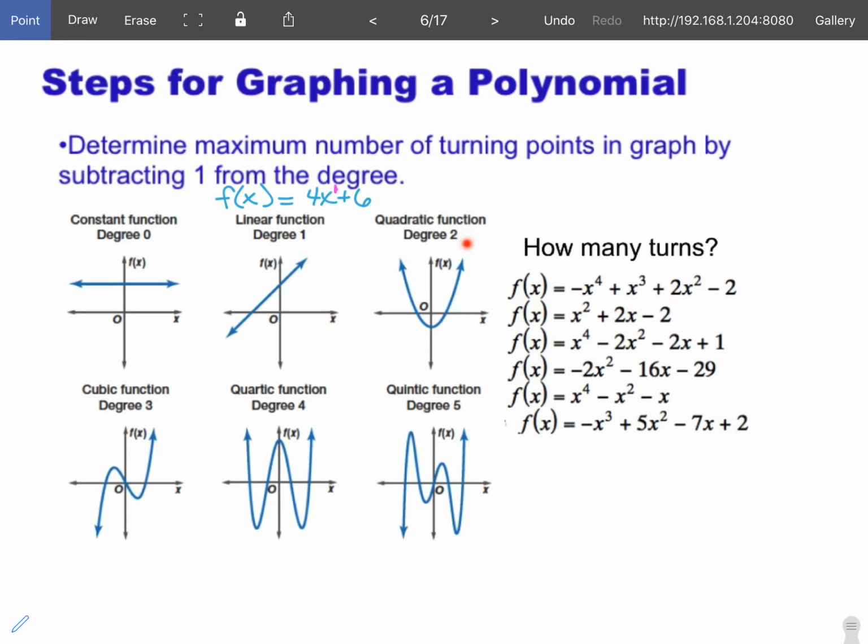If this has a degree of 2, 2 minus 1 would be 1, which means we have 1 turn. See how it's decreasing and then it turns and goes to increasing? That's 1 turn. A degree of 3 would mean we have 2 turns. See, it's increasing, then it turns to decrease, and then it turns to increase. So there's 2 turns there. A degree of 4 will give us 3 turns. 1 turn, 2 turns, 3 turns, and so on.